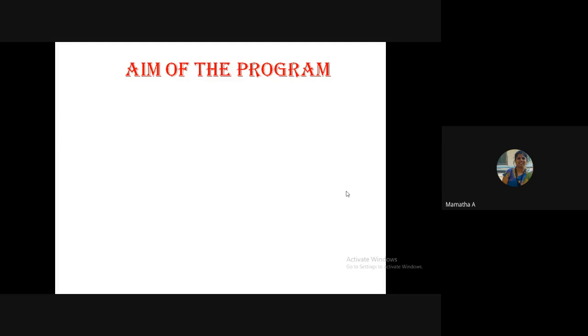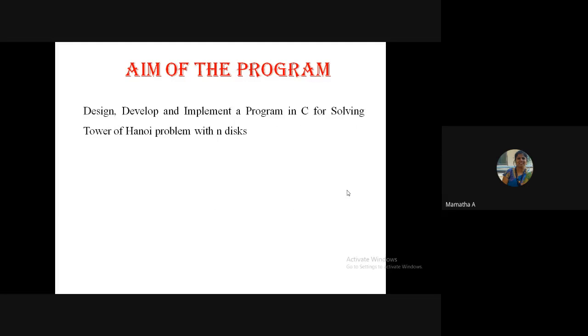Before I tell you the introduction part, I'll tell you the aim of the program here. The aim is quite simple. You have to design, develop, and implement a program in C for solving the Tower of Hanoi problem using recursion. So it is lab program 5B. You also have 5A, which we have not covered. In the exam, you have to write both A and B. So it is a single question. Question number 5 has two programs, 5A and 5B. The 5B goes like this.